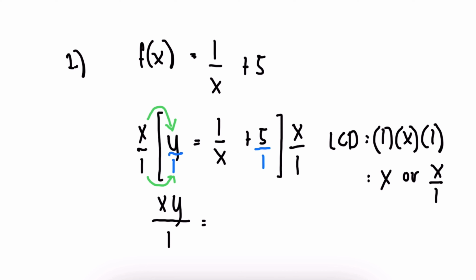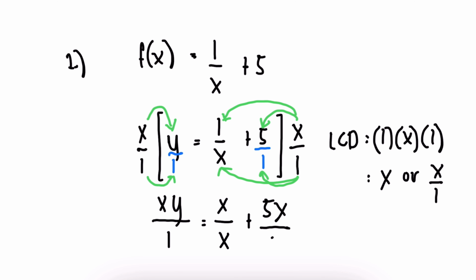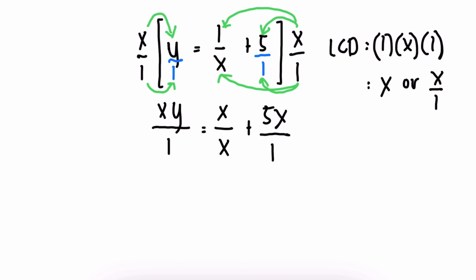On the right side of the equation, x over 1 multiplied by 1 over x plus 5 over 1. First, x multiplied by 1, that is x. Then 1 multiplied by x, that is equal to x. Next, x multiplied by 5, that is positive 5x. Then 1 multiplied by 1, that is positive 1. To simplify xy over 1, that is xy, is equal to x over x, that is equal to 1. Then plus 5x over 1, that is plus 5x.